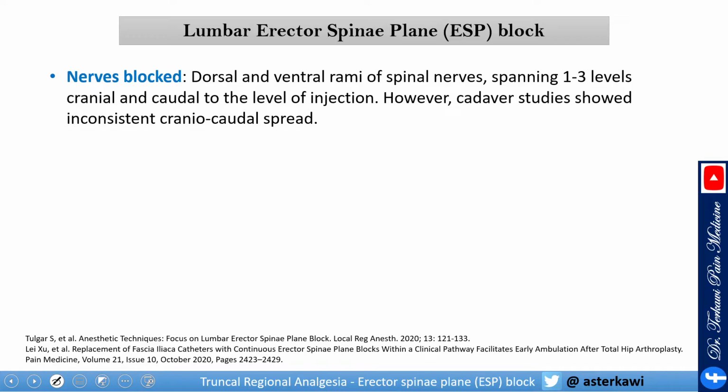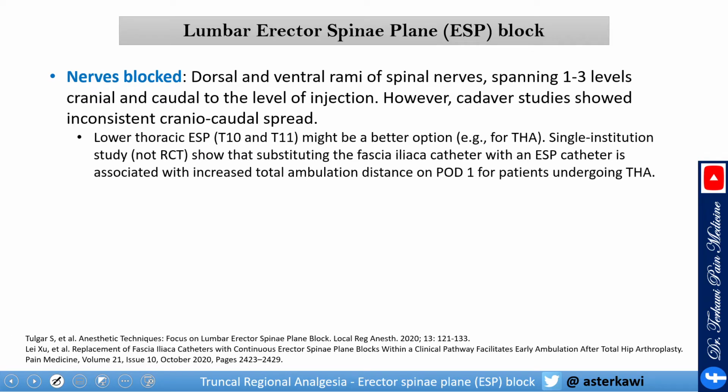However, cadaver studies show inconsistent spread in the lumbar region. And so this is probably not a very popular block. However, there are some studies. So for example, this is a single center, it's not a clinical trial, found that lower thoracic erector spinae block, when performed at T10 and T11, might be a better option for total hip arthroplasty, and can be substituting the fascia iliaca catheter with erector spinae catheter at this level, and it should increase the amount of ambulation. But again, this is not a clinical trial, but this is a potential use here.